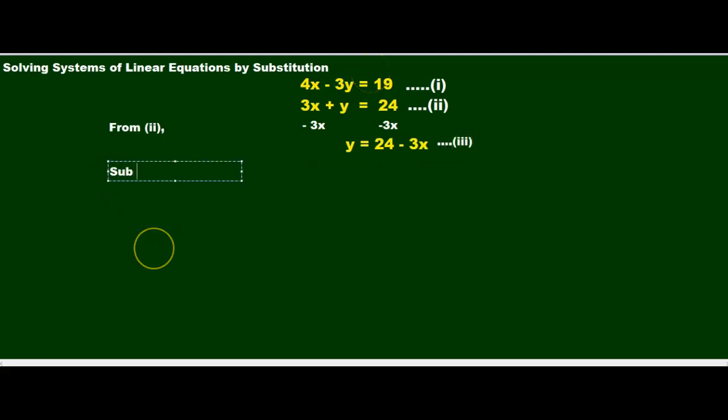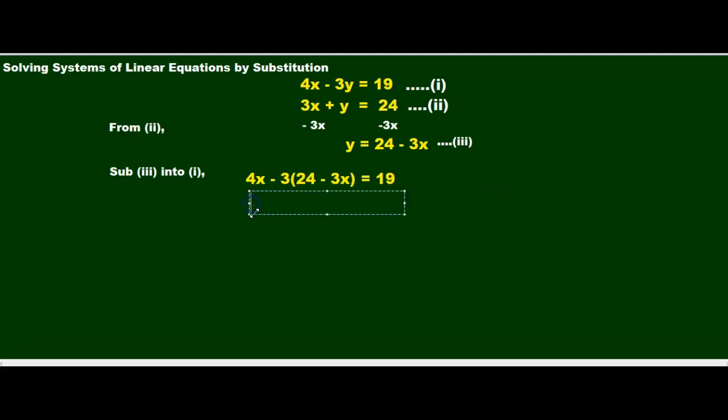Then I'm going to substitute equation 3 into the equation I did not use, which was equation 1. And therefore, 4x minus 3, my y is now 24 minus 3x equals 19. Simplify. So I get 4x. Remember, we're going to use our distributive property. So we have -3 times 24, which gives me -72. And then I have -3 times -3x, which gives me a positive 9x.